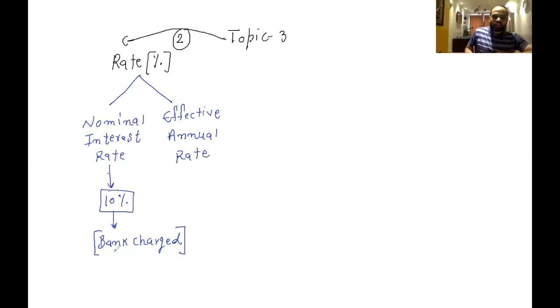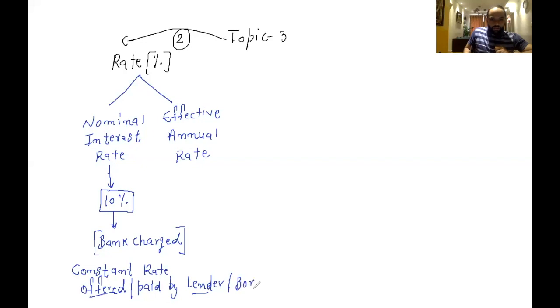So another definition of nominal interest rate: nominal interest rate is a constant, which means fixed, right? A constant rate which is offered or paid by the lender, because the lender is offering money, or by the borrower, who is paying. So it's a constant rate which is offered by the lender or paid by the borrower. Remember, it's a constant, less likely to change.